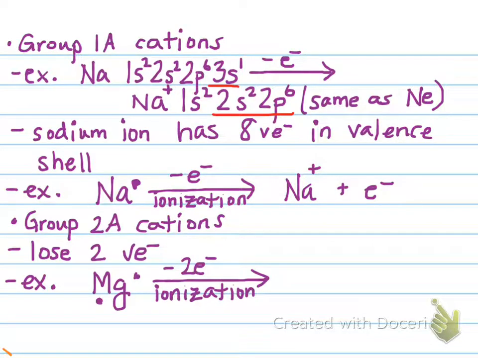And we're left with magnesium with a +2 charge, no electrons drawn because, again, it's lost those electrons in that valence shell, and it has 2 extra electrons left over.